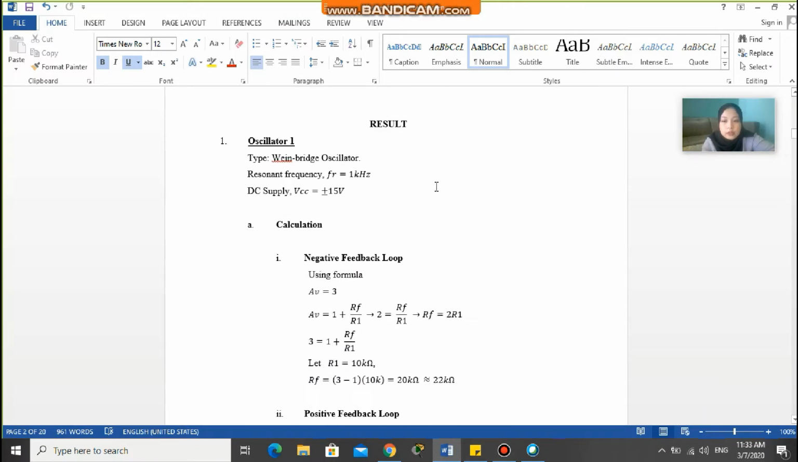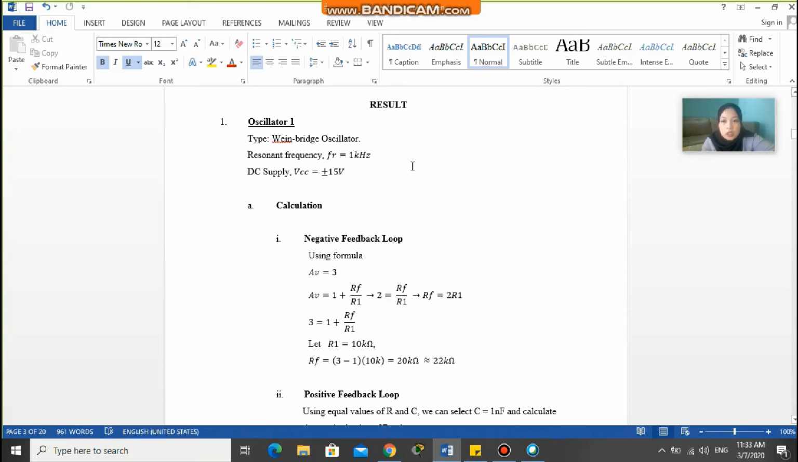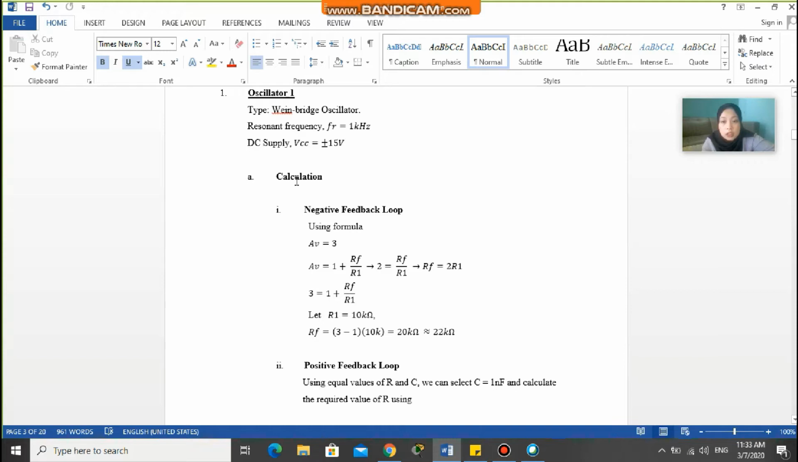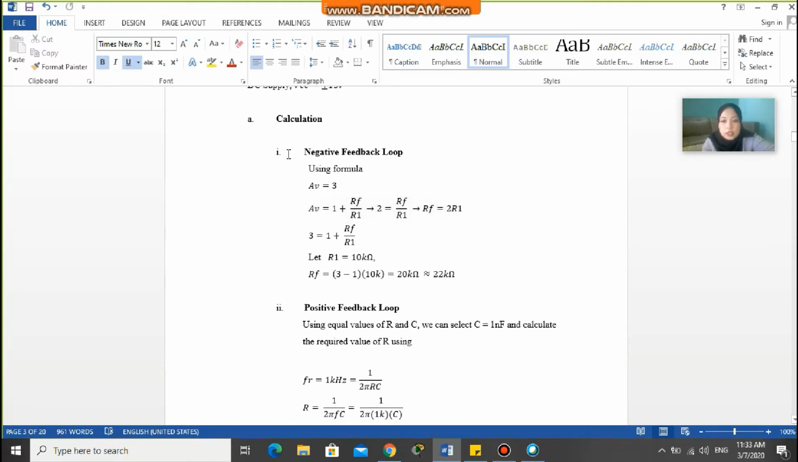So for the result of oscillator 1, at first we have to calculate the values for the negative feedback loop and the positive feedback loop, using a resonance frequency of 1 kHz and a DC supply of positive and negative 15 volt. The first calculation is the negative feedback loop. For this part, we use the formula AB is equal to 1 plus RF over R1.